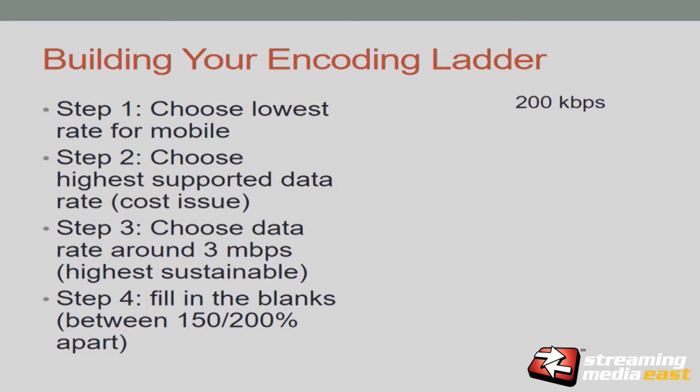So you might see a ladder start at 200 kilobits per second. You might see 4,600 kilobits per second at the high end. That's what the customer says is the most they can spend for their stream. You want your 3 megabit per second data rate because that's the highest data rate most people can sustain. And then you just fill in the gaps. You go down 50% or some measure like that, and you fill in the gaps that way.